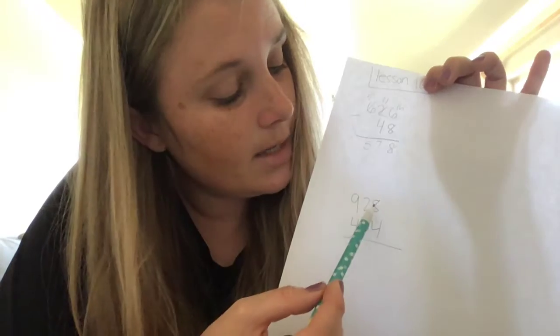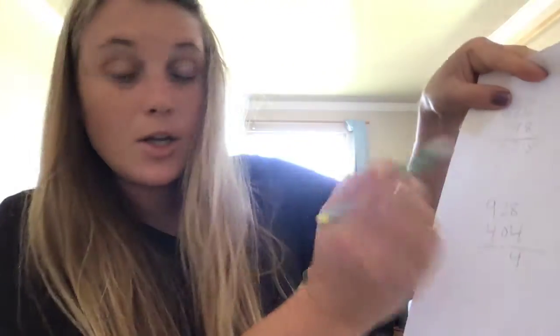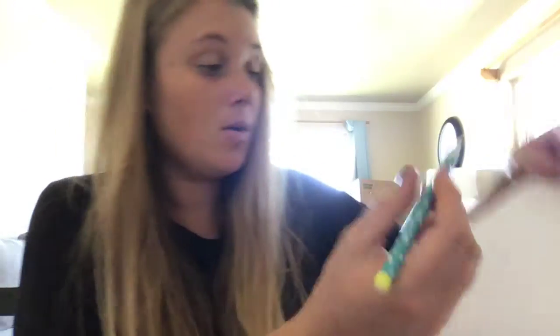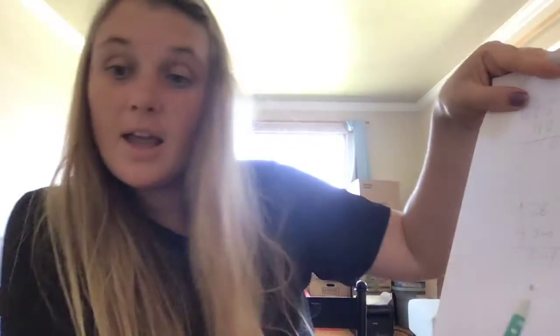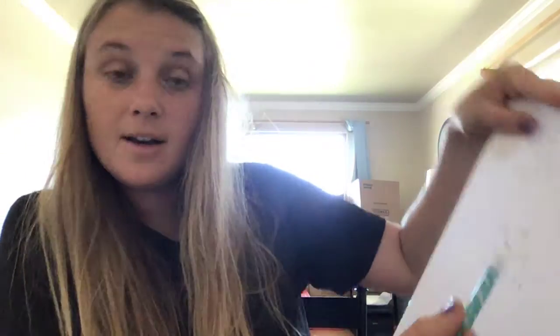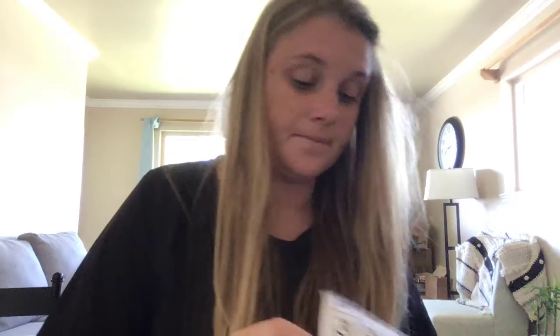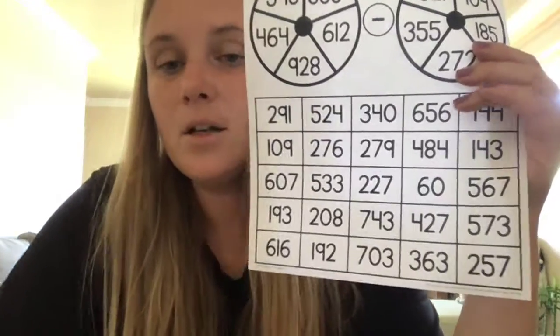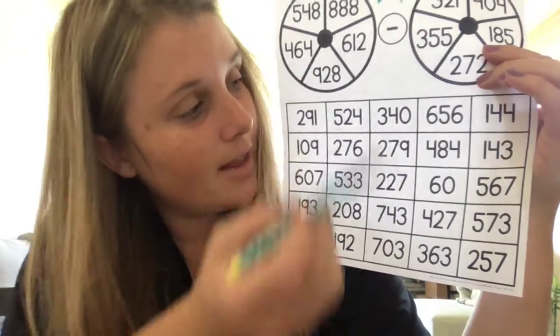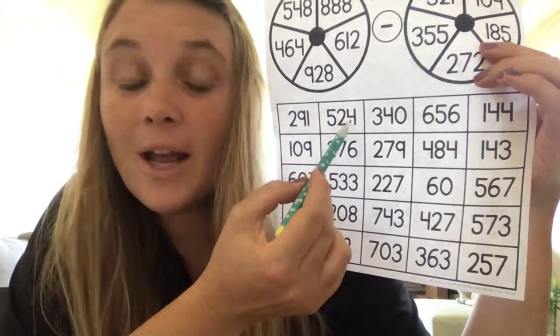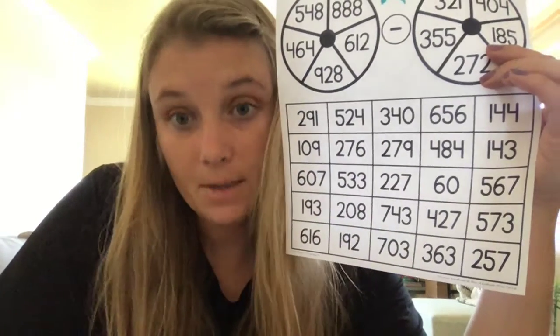And I say 8 take away 4 is 4. 2 take away 0 is 2. And 9 take away 4 is 5. Okay, so my answer is 524. So now I look on here, and I look for 524. It's right there, right? What I'm going to put on there is a counting bear.